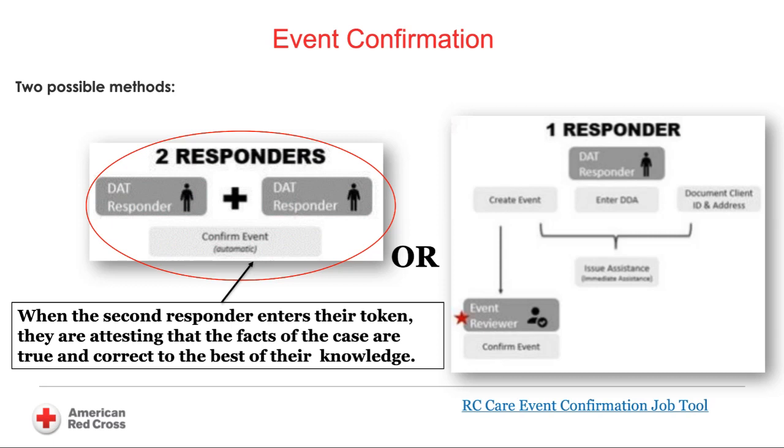So again, the 2 possible methods for event confirmation are those 2 responders on the scene doing the event confirmation, the ID and address confirmation. And in the event of sharing that token, they are affirming that they indeed interacted with the case and interacted with the client. And on the right, if we have 1 responder, it will require the event reviewer to confirm the event afterwards. So again, the easy peasy path is 2 responders on the scene. Next slide, please.